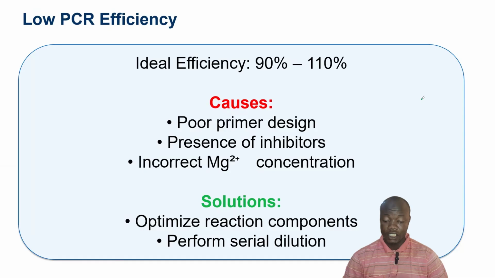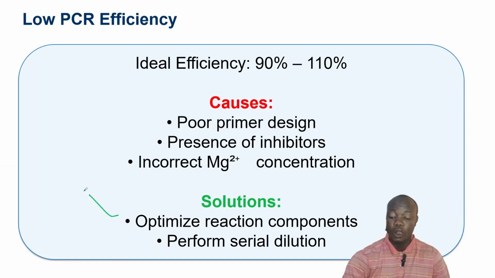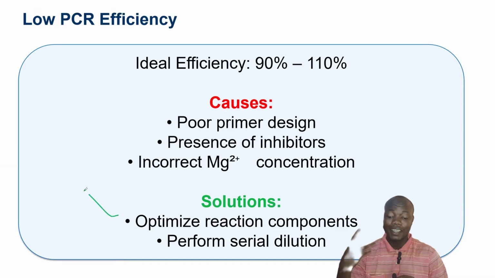And then in addition, ladies and gentlemen, what are the solutions to this? The solution is to optimize the reaction components. Each of the components you are adding, make sure you optimize. And then you need to also perform serial dilution. Make sure that you dilute your template very well, and also optimize the concentration of your magnesium.